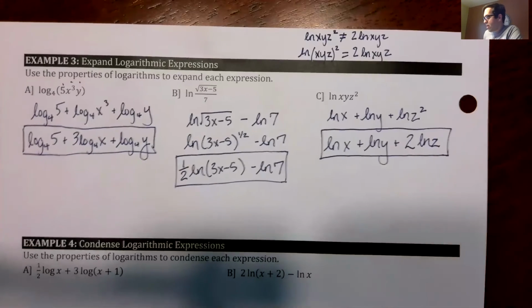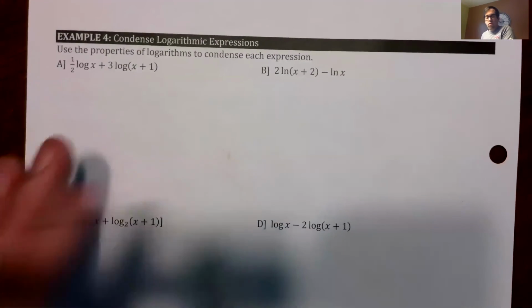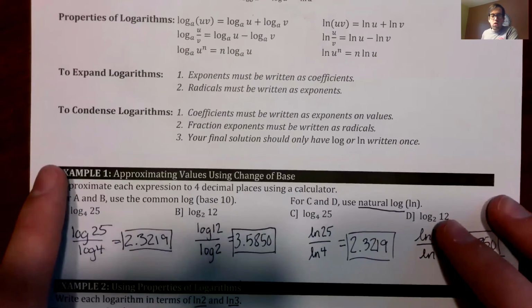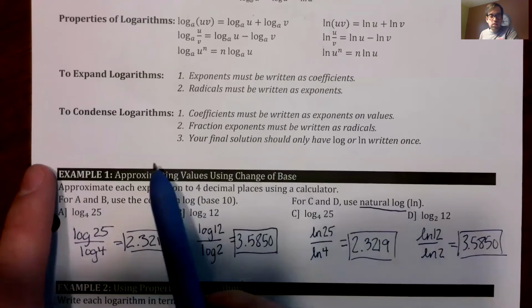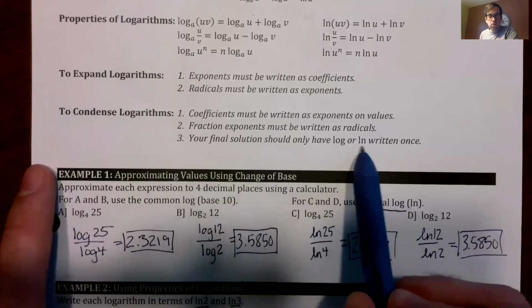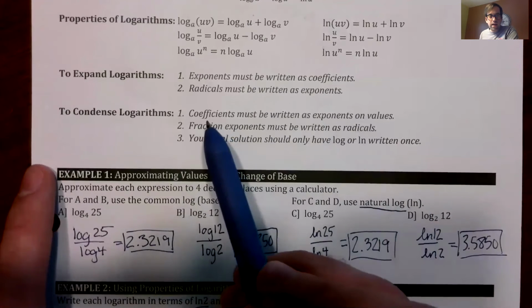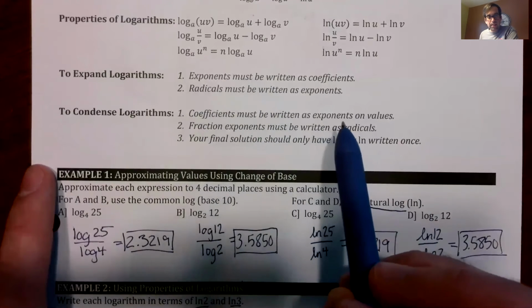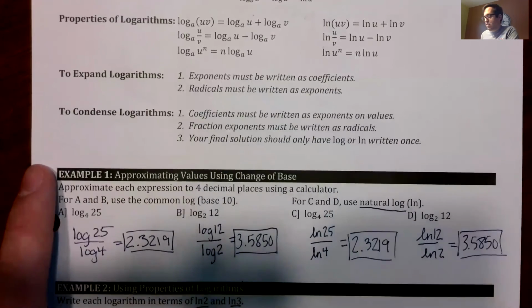Let's look at example 4. Now we're going to be condensing. So we're going to start with the expanded form, and we're going to have to condense it. If we look back at the beginning, we've got some rules here. First of all, in number 3, we're going to try to have a final solution that only has log or natural log written once. And this time it's kind of the opposite of expanding. The coefficients should be written as exponents instead, and fractions should be written as radicals.